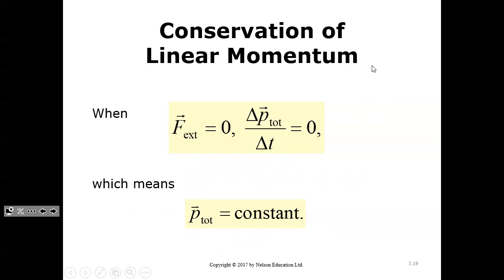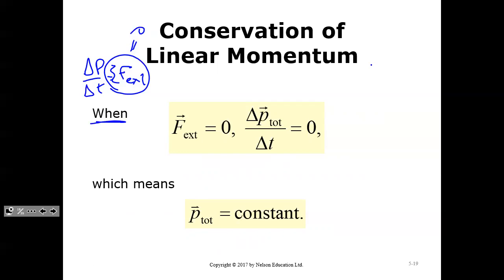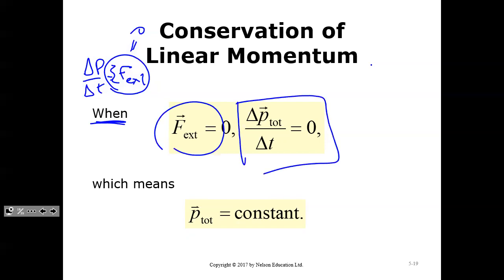So we got this equation, which is delta P over delta T is equal to the net external force, the change in momentum. What happens if the external force is also 0? Suppose, I'm not saying it is 0, suppose the net external force acting on a system is 0, then we have the rate of change of the total momentum equal to 0.